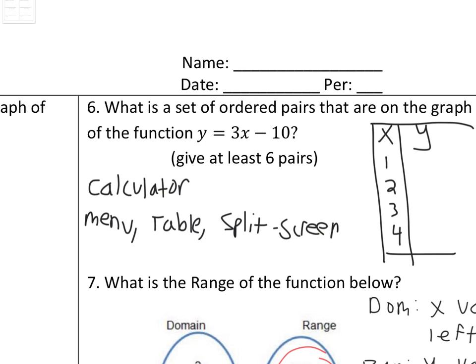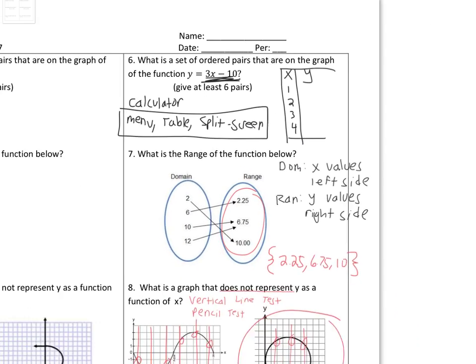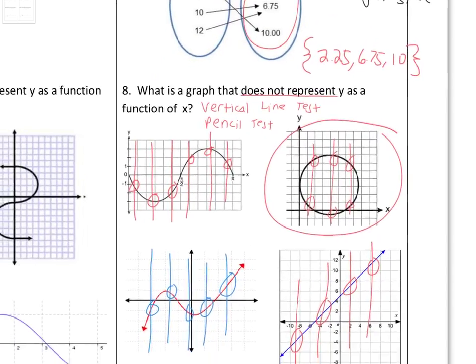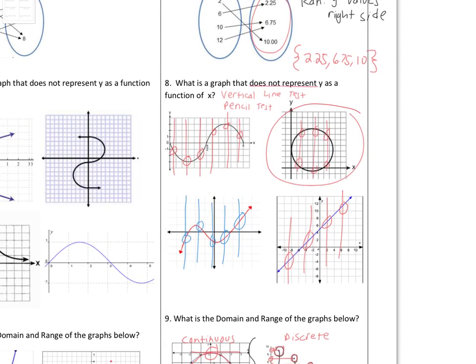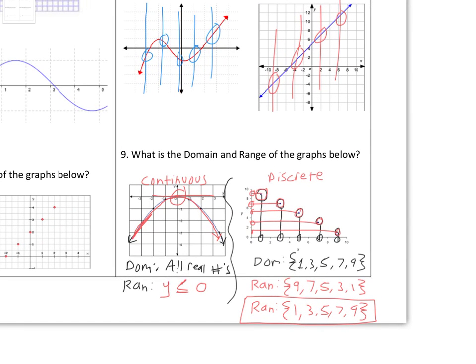What you want to do on the calculator is graph this on the calculator, meaning that you go to your calculator home button, press add graphs, and then you're just going to enter this stuff here, 3x minus 10. Press enter, that'll give you your graph, and then you go and press menu, table, split screen. All right, and then number 8, you're just seeing if it's a function or not, vertical line test. And number 9, just listing a domain and range.